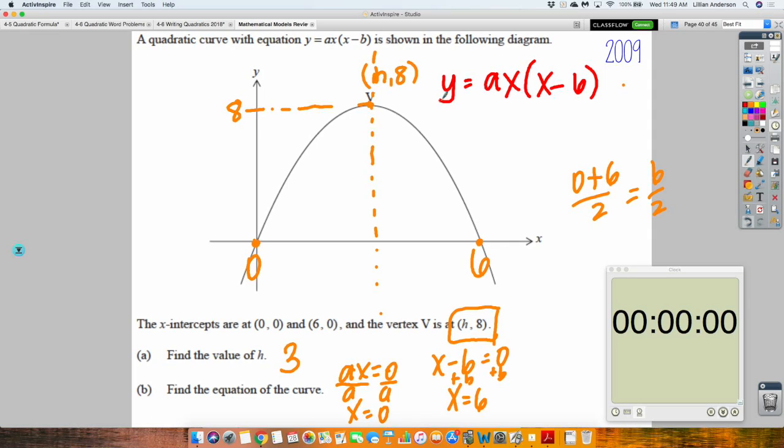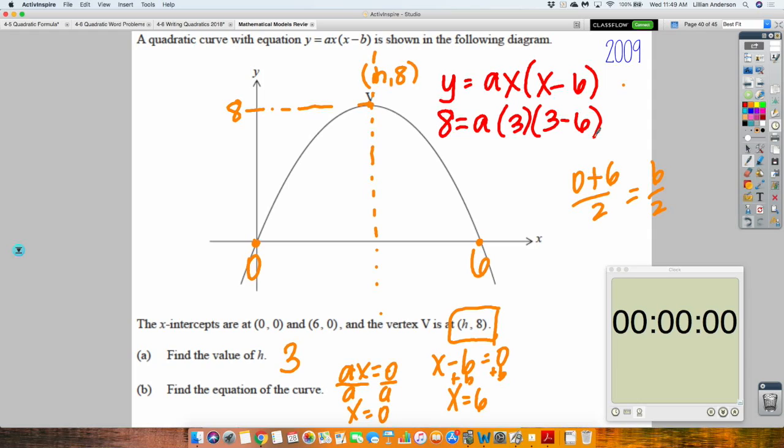A positive 6. So right now you have ax, x minus 6. That's what you have. You have to find the value of a. A is not 1. If it was 1, they wouldn't put an a there. Okay? I've seen many studies exams. They do not do that.